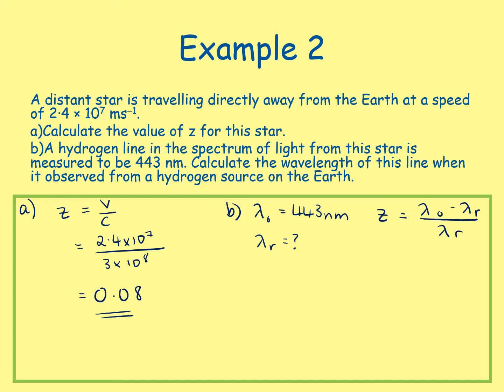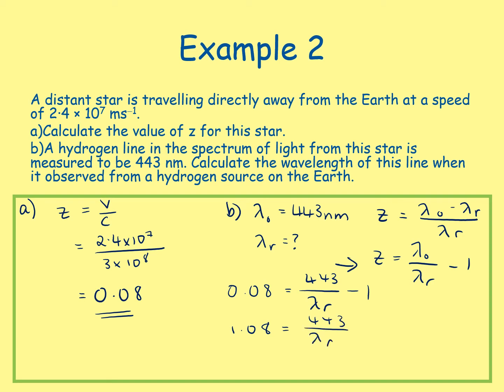However, this has got 2 lambda R's in it. We want just one of these, and we know we can rewrite this equation as lambda O over lambda R minus 1. This is the equation we want to use, this second one. So putting in our values, we have 0.08, that's our Z, equals 443 over lambda R minus 1. Rearranging this, we want to add 1 to both sides, so we've got 1.08 equals 443 over lambda R. So rearranging that again, we've got lambda R equals 410 nanometers.